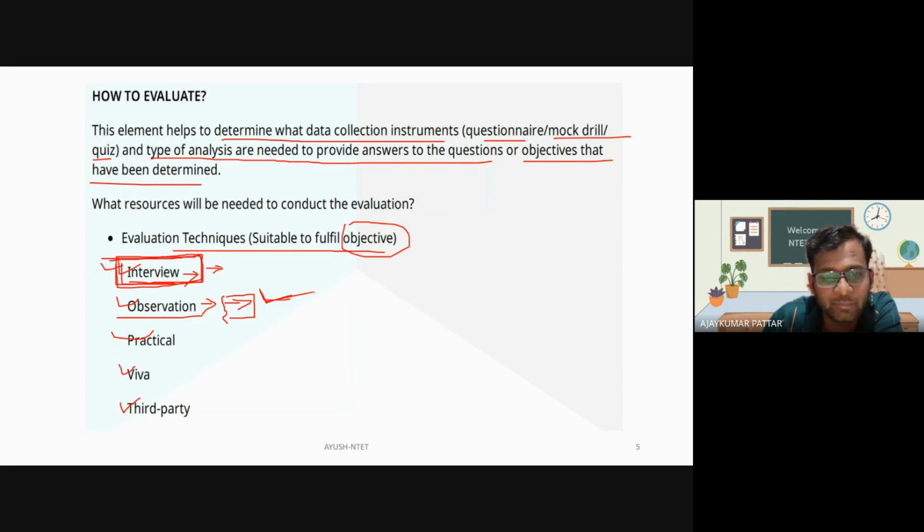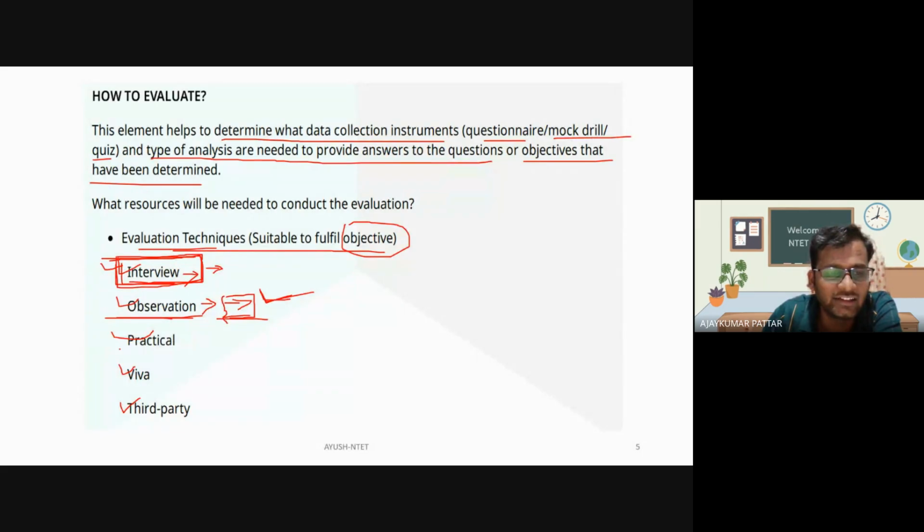In practical exam, bedside exam, the clinician simply observes what he is doing, how he is examining, general examination, systemic exams. So based on observation also we can evaluate. So those are the different techniques for evaluation to fulfill the objectives.